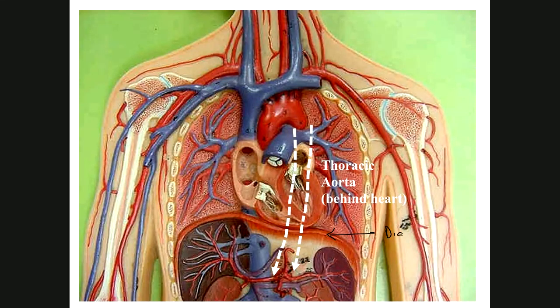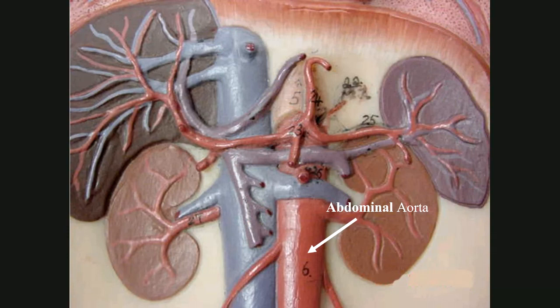Well, it's in the thorax, and so it's called the thoracic aorta. So it goes from here, it goes behind the heart, through the diaphragm right there. That's the thoracic aorta. And then we're not done yet, because now it's going to come out and it's going to go down the abdomen. So here's the abdominal aorta.